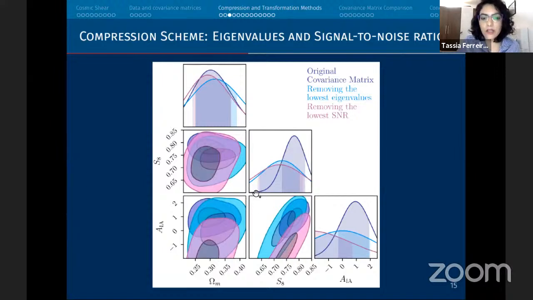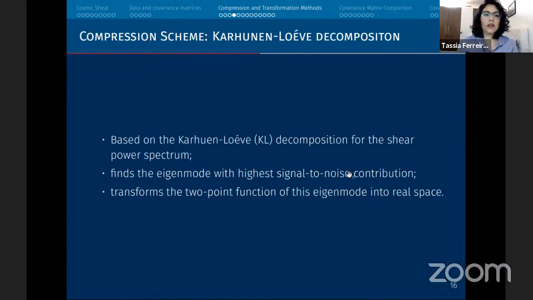And so before I go on about that, I want to talk to you about the Karhunen-Loève decomposition that we did as well. I'll just abbreviate it to the KL decomposition. And this is basically a tomographic compression. And again, what it does is it finds the eigenmode that has the highest signal to noise contribution, and it transforms the 2-point function of this eigenmode into real space.